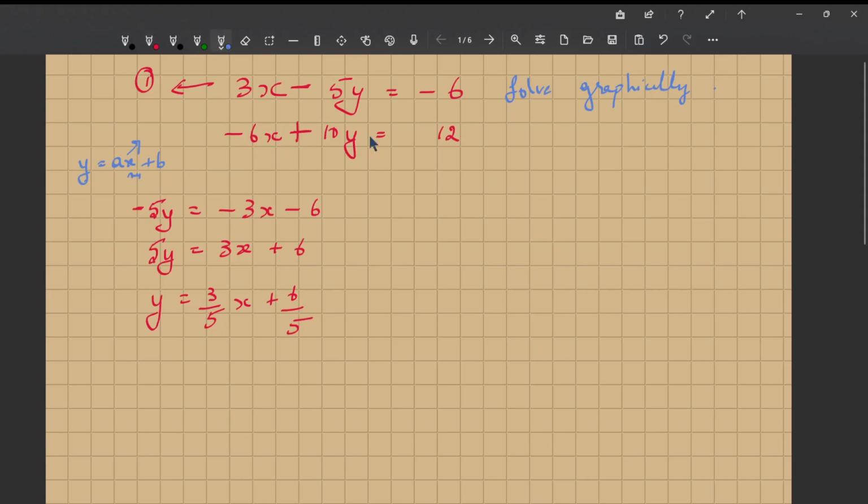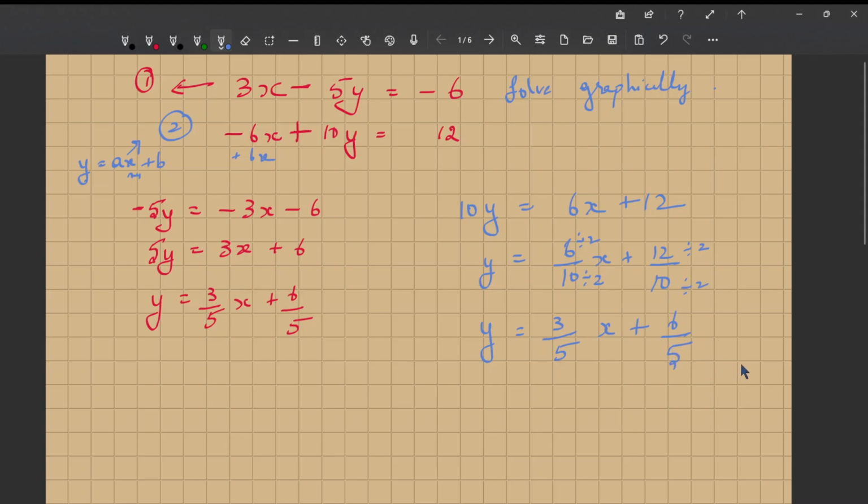Now let's do the other one also. This is your second equation, right? What is it? Negative 6x plus 10y equal to 12. So you have 10y is equal to, you add a positive 6x to both sides. This gets cancelled and here you get 6x plus 12. So dividing throughout by 10, you get 6 by 10x plus 12 by 10. Since both the numerator and denominator are multiples of 2, you can divide by 2. And even the constant term, you can divide by 2. So y is equal to 3 by 5x plus 12 by 10 is 6 by 5. So now we have two equations.